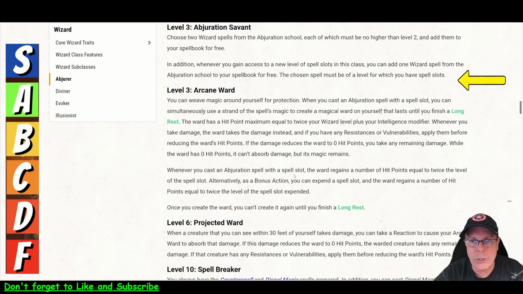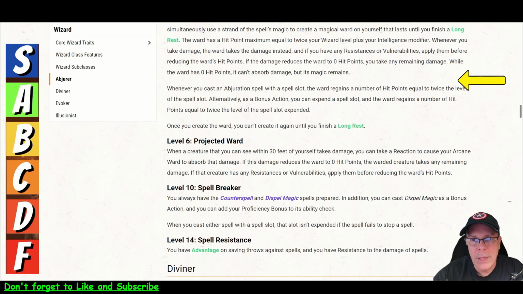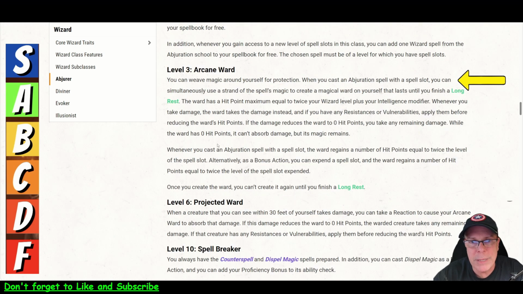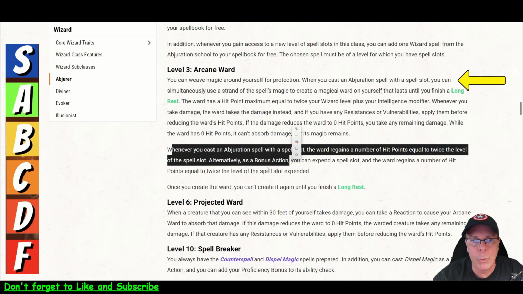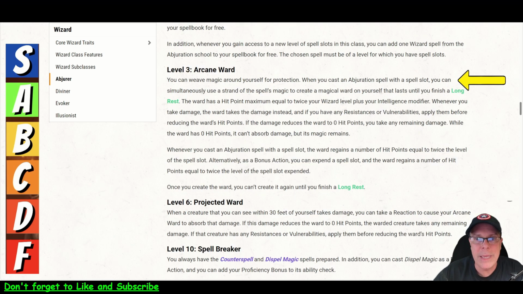Alternatively, as a bonus action, you can spend a spell slot, and the ward regains a number of hit points equal to twice the level of the spell you just expended. So there you go. And then at 6th level, you can project that ward out to other people. But this is the big thing: you can use this spell to keep your ward going. That is a big, big deal.